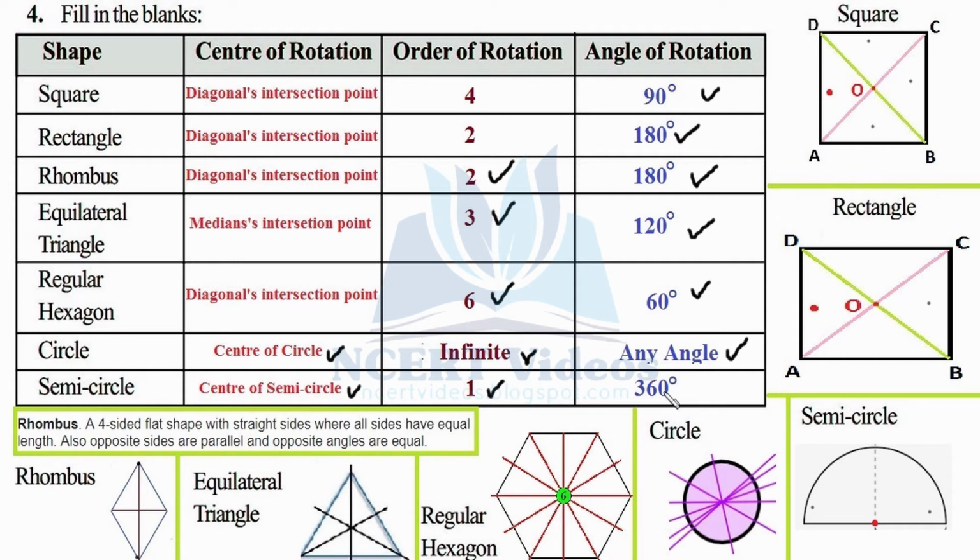And what is the angle? Complete 360. For any object which has only single order of rotation symmetry will have angle of rotation as 360 degrees. As humans, we have angle of rotation as 360 degrees and we have order of rotation as 1. So that is your 4th.